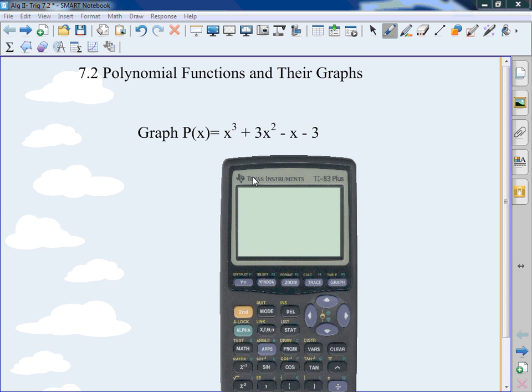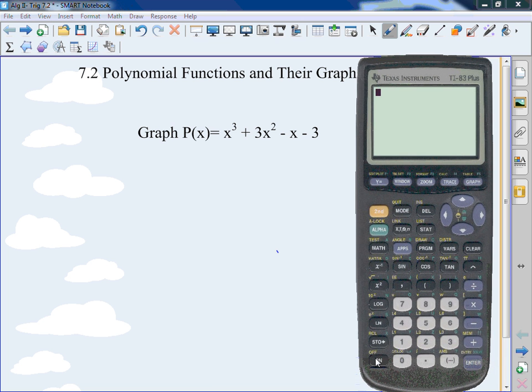Get out your calculator. We're going to type in the function into f of x. Remember, p of x, h of x, g of x, whatever, is just the name of the function. X cubed plus 3x squared minus x minus 3. When you get it typed in, type zoom 6. When I hit zoom 6, all that does is it gets everyone on the same exact page. There's my graph.